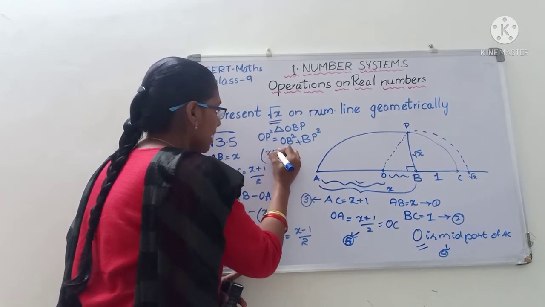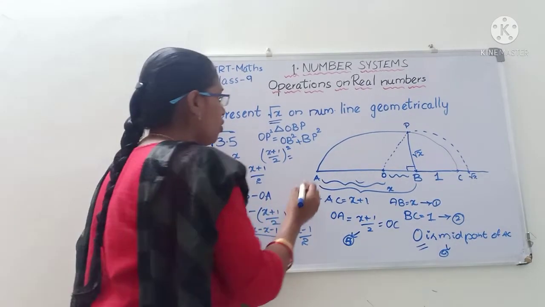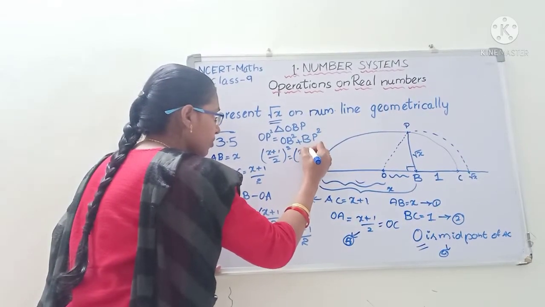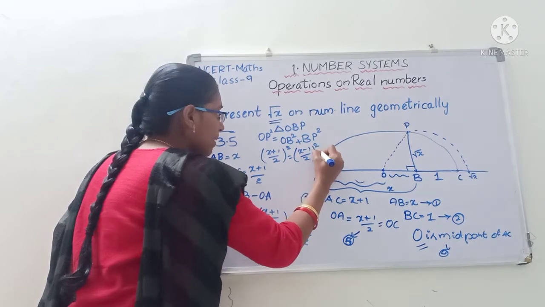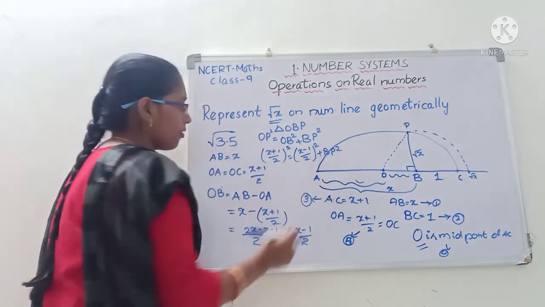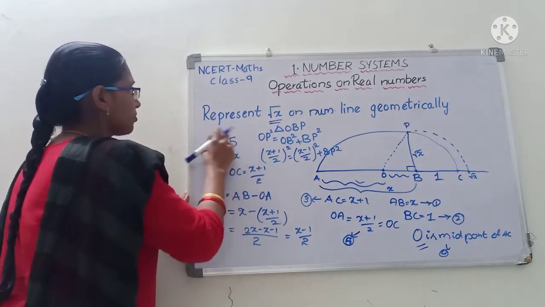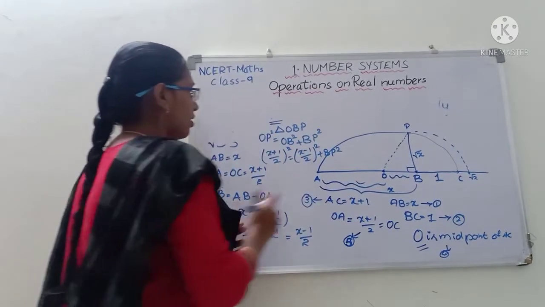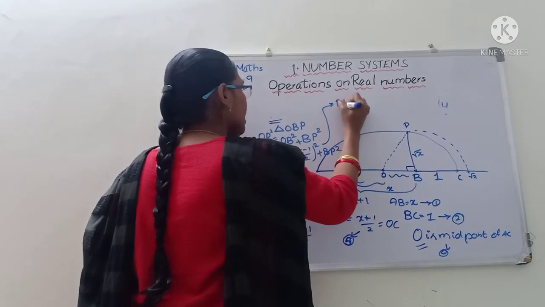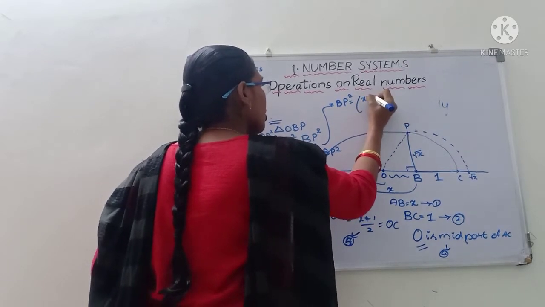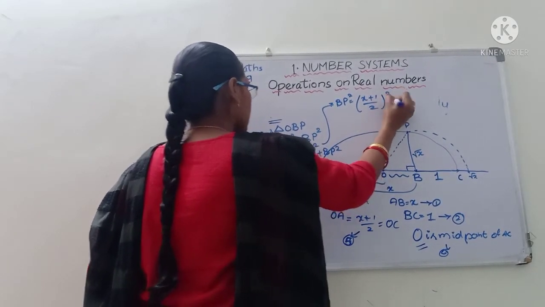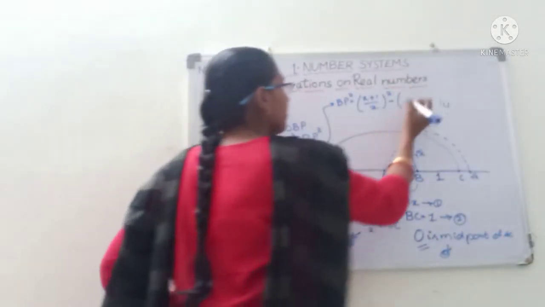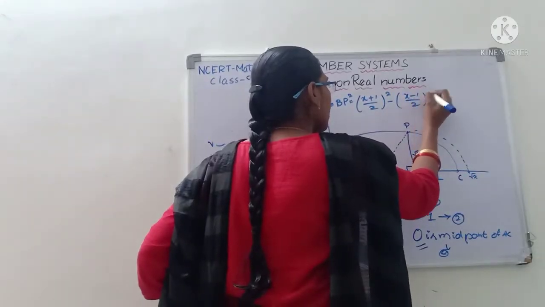So OP, which is ((x+1)/2) squared, is equal to OB squared plus BP squared. OB is what? You got OB as (x-1)/2. So ((x+1)/2) squared equals ((x-1)/2) squared plus BP squared. Now see here, children, BP squared is equal to ((x+1)/2) squared minus ((x-1)/2) squared.